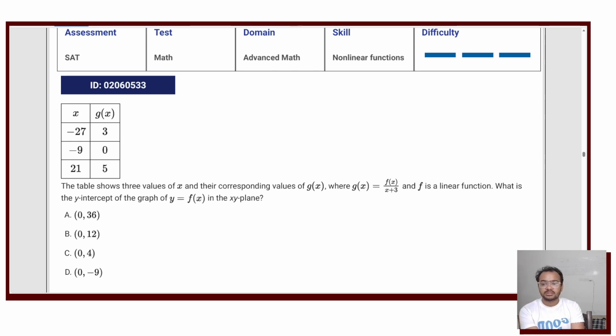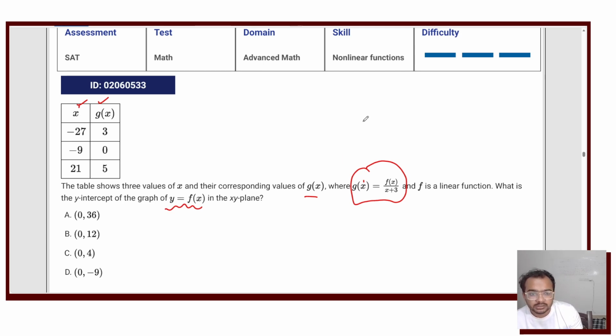So we have here the table shows 3 values of x and their corresponding values of g of x. So what we are given is x and g of x, and we are given some relation between g of x and f of x. F is a linear function. What is the y-intercept of the graph of f of x? So they're asking the y-intercept of f of x.